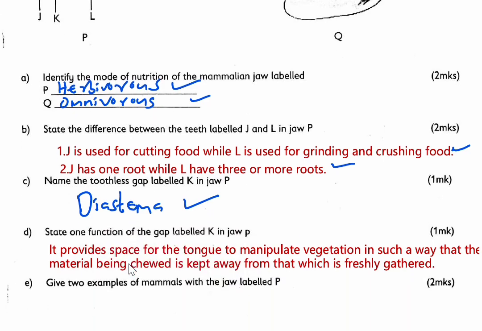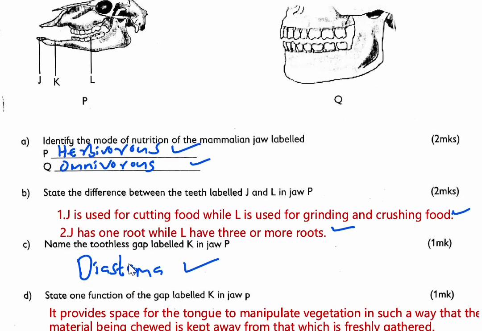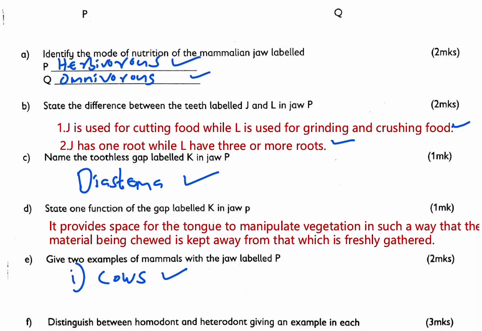Give 2 examples of mammals with jaw labeled P. So P is for herbivorous. For examples of mammals, I'm going to give you 1, then tell us in the comment section which other mammal you know. A very common example is cows. Cows is a mammal with the jaw labeled P. Which other one do you know? Let us know in the comment section. Thank you so much for your responses. I really appreciate it. Let us continue to F.